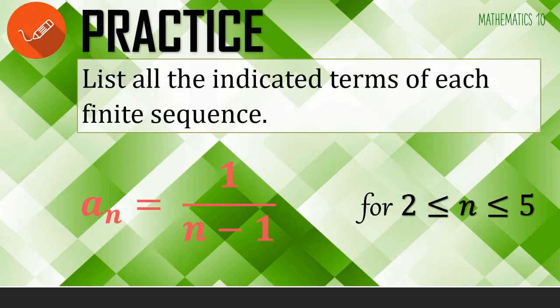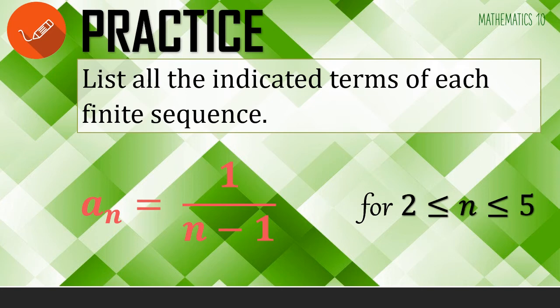Okay. Next, same process, list all the indicated terms of each finite sequence. So here our general term is a sub n equals 1 over n minus 1, for n is greater than or equal to 2 but less than or equal to 5. So what are those possible values of n given that it's a positive whole number which is greater than or equal to 2 but less than or equal to 5? So what are those numbers?